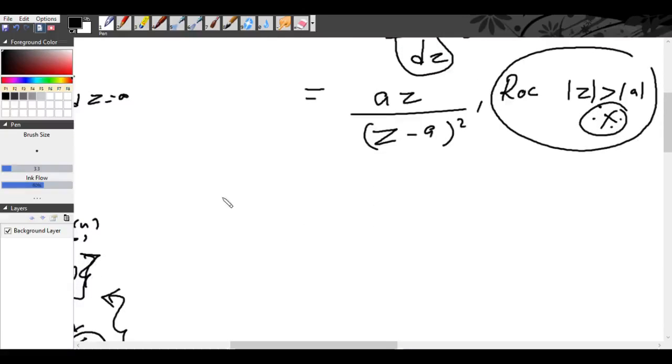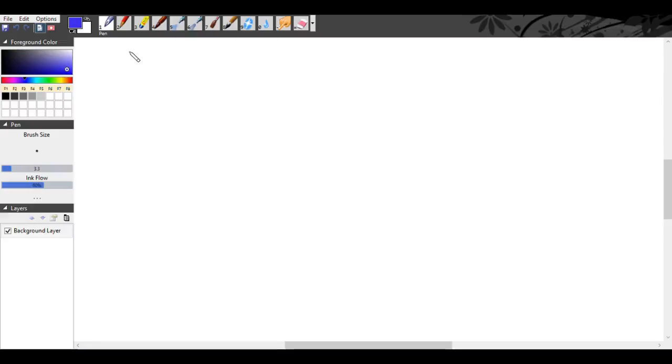You have a homework here, okay? x of n is equal to n into a power n minus 1 u of n. Find x of z. Okay. One more problem which uses the properties of z transform. Okay.